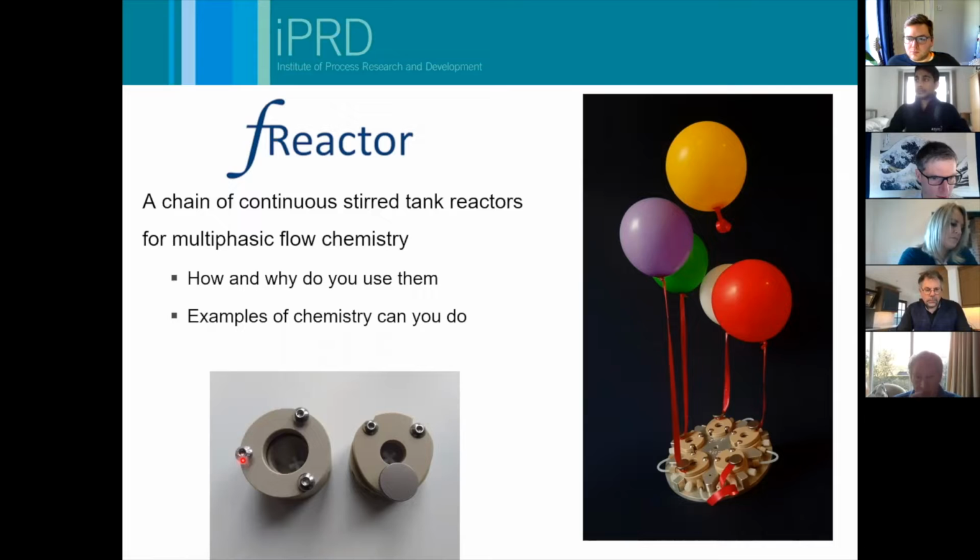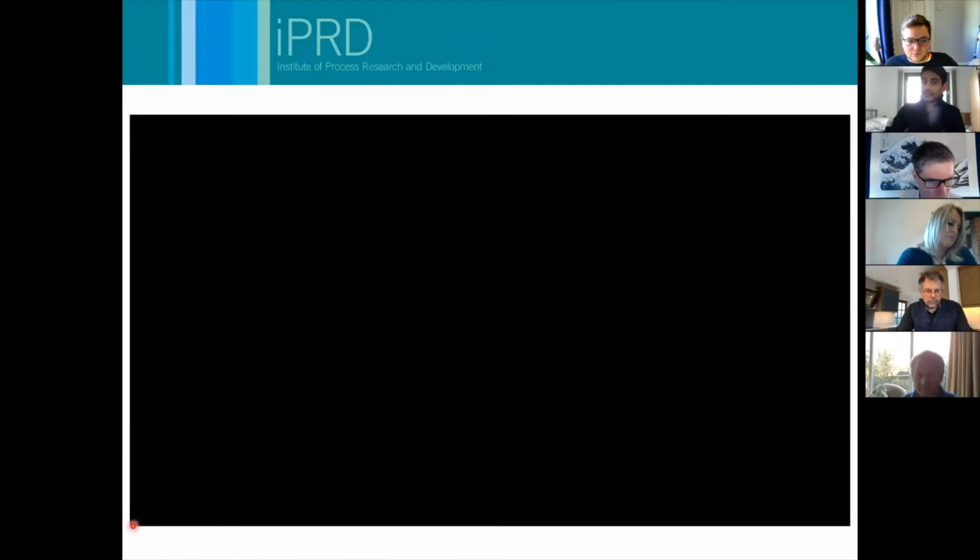This is a bigger scale unit that we're just launching, and they sit on a stirrer hot plate here. We've celebrated this one with balloons, and you can flow in and around those, and I'll be showing you that in a moment. What I want to get over to you in my part of the talk is how and why we use them, and some examples of chemistry, and John will be talking quite a lot about different examples of chemistry. So I thought I'd start with a video.